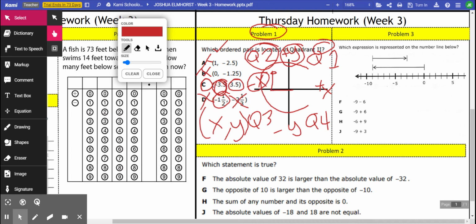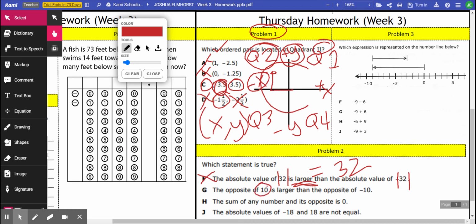So problem number 2, which statement is true? The absolute value of 32 is larger than the absolute value of negative 32. The absolute value of both of these numbers would be 32. So this one says it's going to be larger. No, that's not true. The opposite of 10 is larger than the opposite of negative 10. Well, the opposite of 10 would be negative 10, and the opposite of negative 10 would be positive 10.